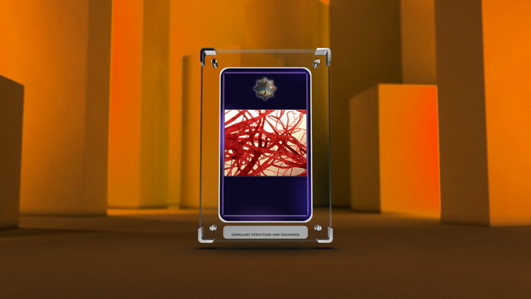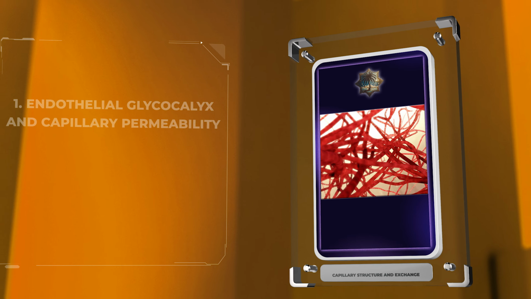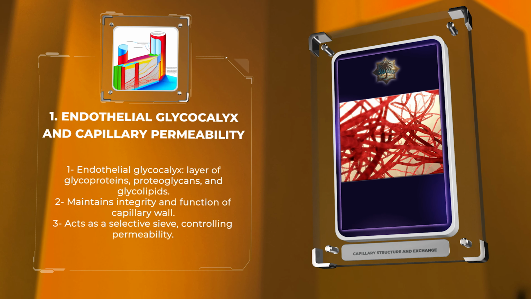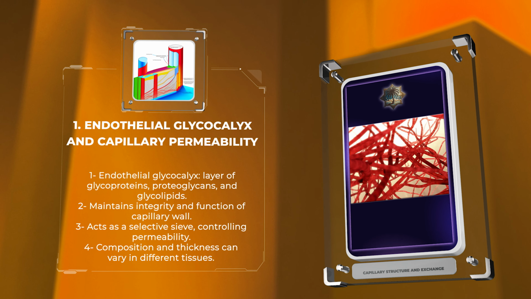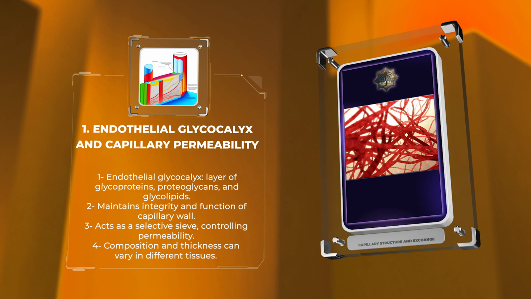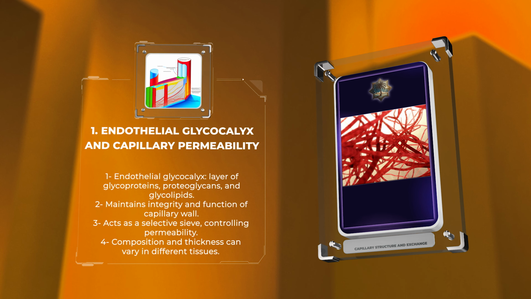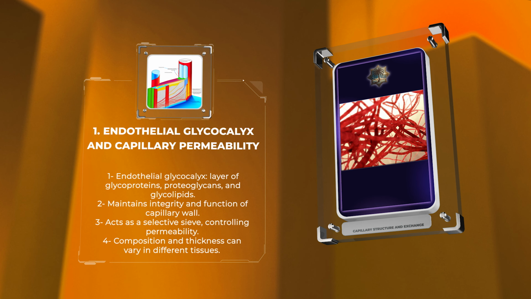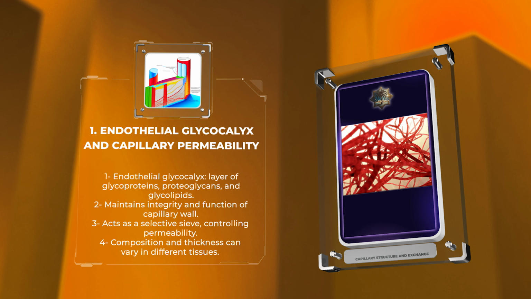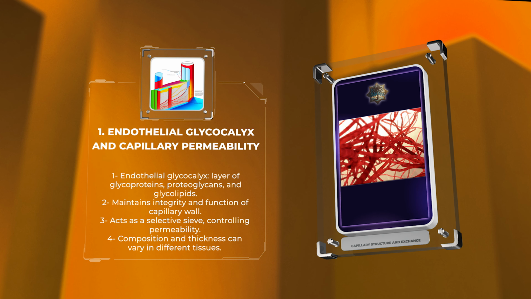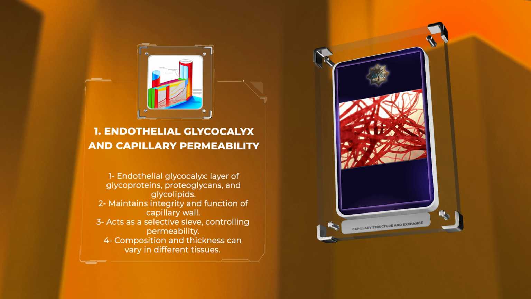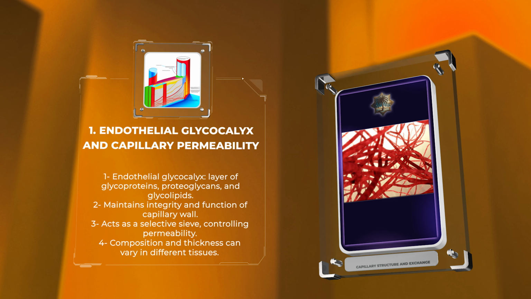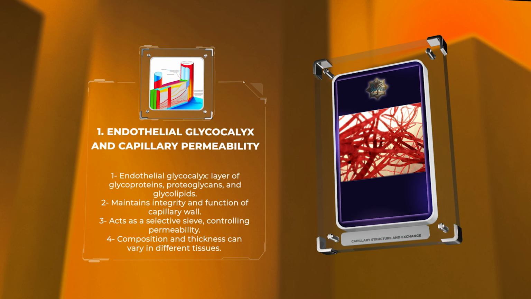Now, let's delve into the intricate details of each topic related to capillary structure and exchange. The endothelial glycocalyx is a layer of glycoproteins, proteoglycans, and glycolipids that coats the luminal surface of endothelial cells in capillaries. This structure plays a vital role in maintaining the integrity and function of the capillary wall. It acts as a selective sieve, controlling the permeability of molecules across the capillary barrier. The composition and thickness of the glycocalyx can vary in different tissues and under various physiological and pathological conditions, affecting capillary permeability.